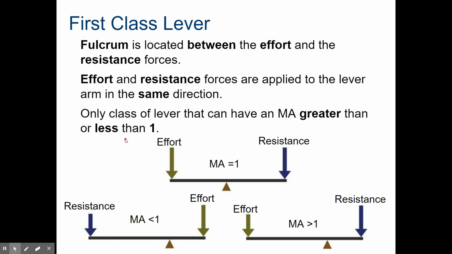Understand this. This is the only class of lever that can have a mechanical advantage greater than or less than 1. You've got to remember that. First class levers are the only lever that can have a mechanical advantage greater than or less than 1. Teeter-totter.